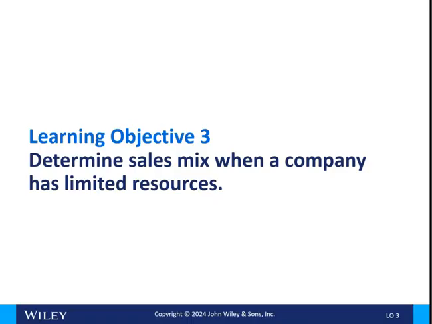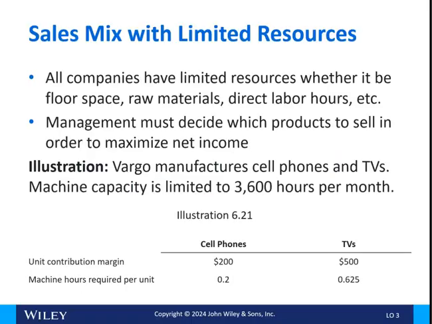Now determine a sales mix when a company has limited resources. All companies have limited resources. It could be floor space, raw materials, direct labor hours, etc. This could be all kinds of different limited resources that you're dealing with. Management must decide which products to sell in order to maximize net income. So Vargo manufactures cell phones and TVs. Machine capacity is limited to 3,600 hours per month. So that's our limited resource that we're going to deal with, the number of machine hours available per month.